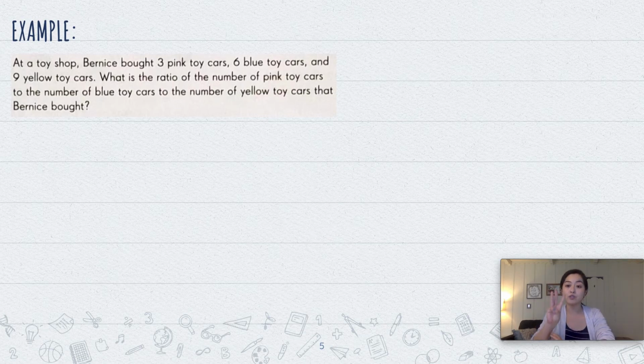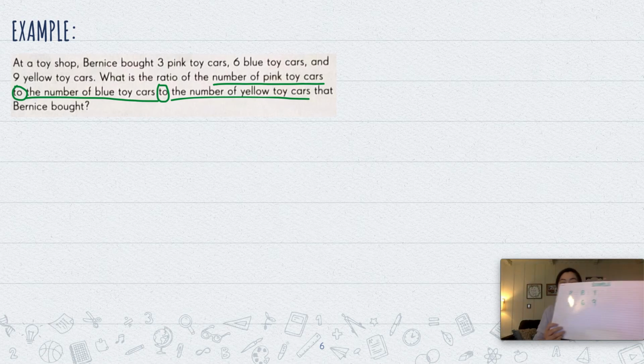So we have 3 quantities that we're comparing. And order matters because we're talking about ratios. So we have to find the number of pink toy cars to the number of blue toy cars to the number of yellow toy cars. So I just abbreviated it like pink to blue to yellow. And I took the information from the problem, 3 to 6 to 9. But this is not in simplest form.